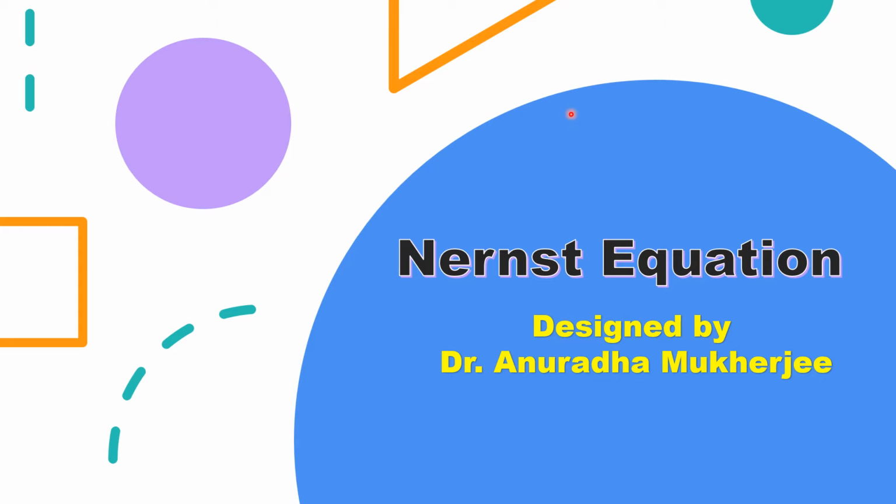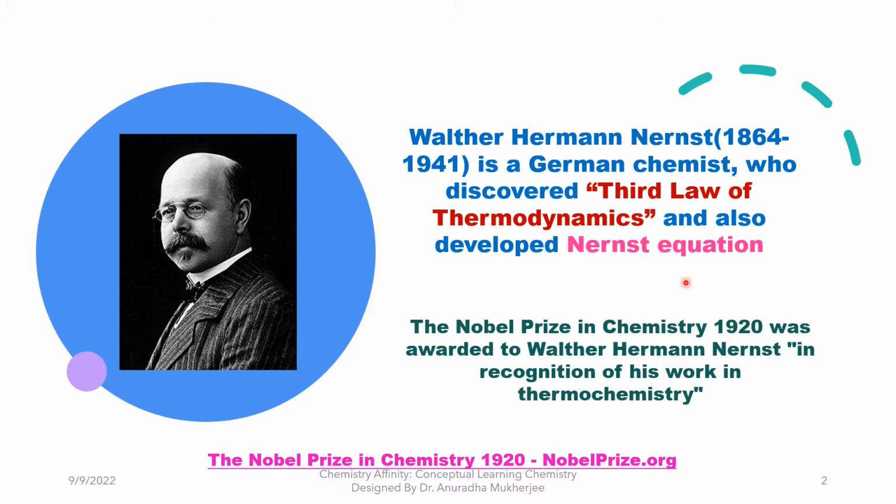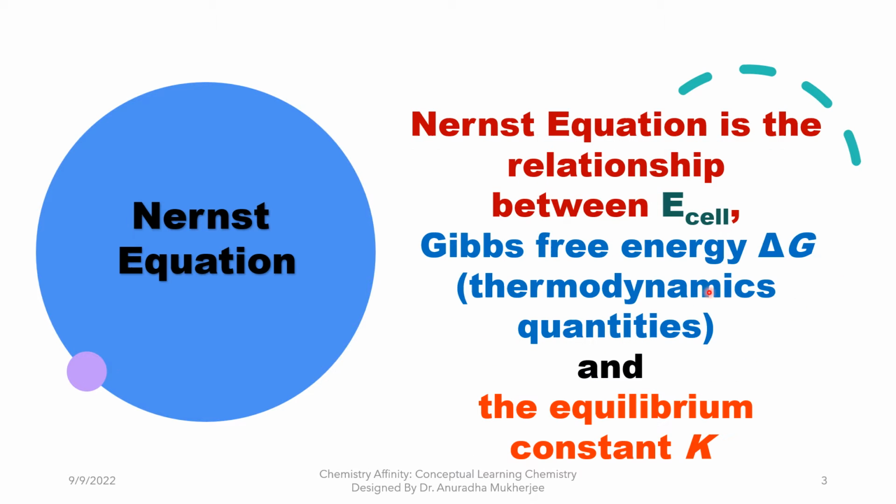Hello everyone. Today we are going to discuss the Nernst equation. The Nernst equation was developed by German chemist Hermann Nernst. He also discovered the third law of thermodynamics, and that's why he was awarded the Nobel Prize in 1920.